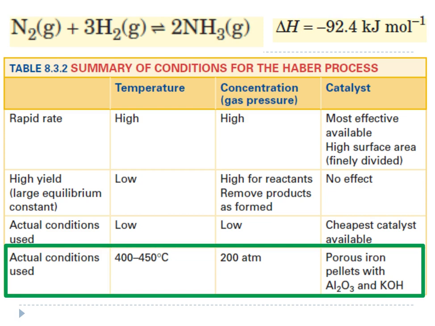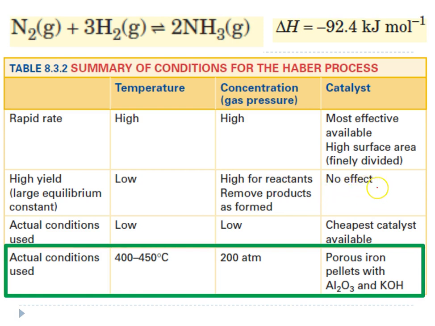So if we have a look at the actual conditions that we use for the Haber process, in order to have a rapid rate, we need to run at a fairly high temperature with a high concentration of gases, and we use a catalyst, remembering that the catalyst will only affect our rate, it won't affect our equilibrium position. Okay, and then we make sure that that catalyst has a high surface area. For things to maximize yield, we want to have a low temperature, we want to have high pressure as well, and the catalyst won't have an effect.